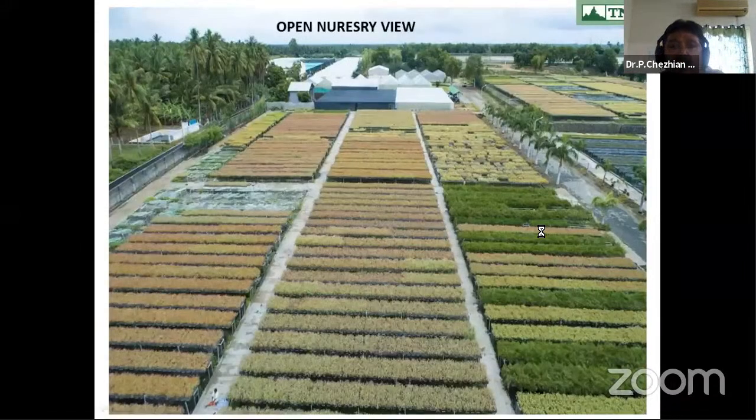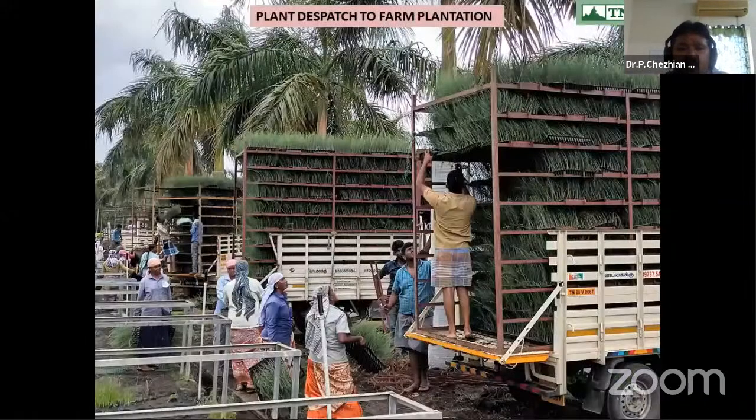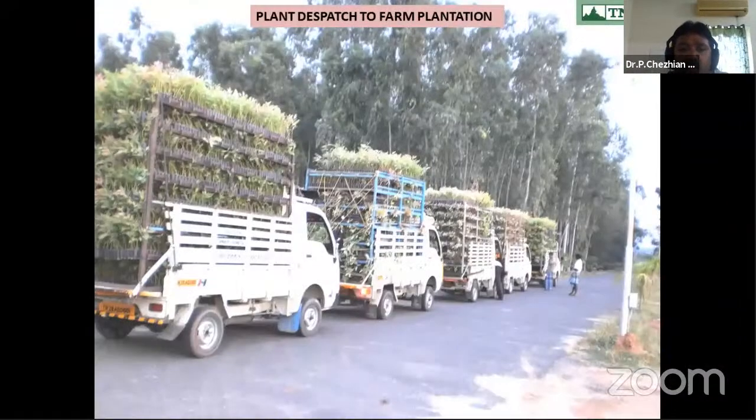And this is a bird's eye view of our open nursery. We can stack almost 60 lakh plants in our nursery at a time. This is clonal dispatch to the farm plantation. In this way, one vehicle carries 20,000 plants in root trainers to the farmer's field without any damage.